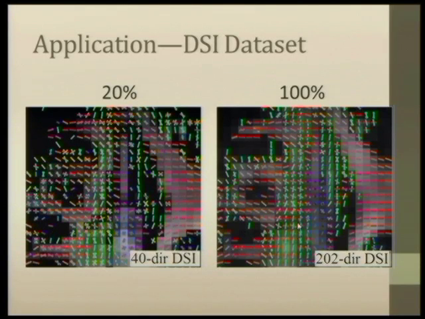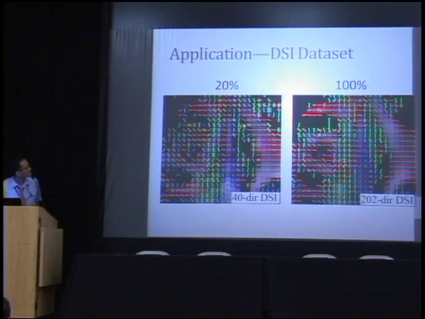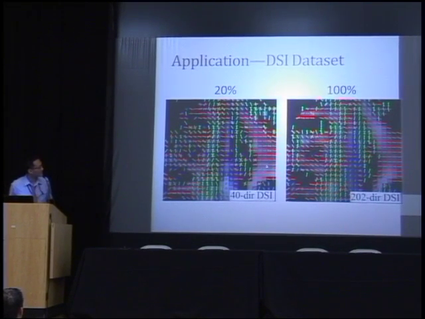So here's the result. I applied the model to the DSI sample data set. On the right-hand side is the full DSI data. You can see nice fiber crossing, showing the corpus callosum, the fiber orientation. It takes 202 directions. On the left-hand side, it only takes 40 directions. That is 20% of the original sampling. And we can see nice fiber crossing, very consistent fiber orientation.